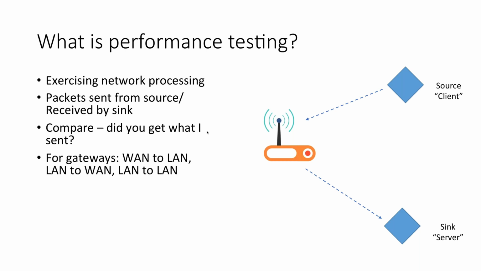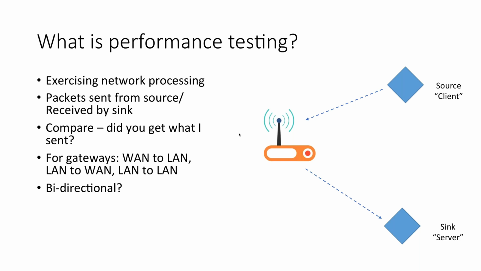For gateways, you can test the network processing between WAN and LAN or on the home network between LAN ports and get different results, especially over wireless. You can also test bidirectionally, which creates two sources and two sinks, and this will put a lot of strain on the processor.